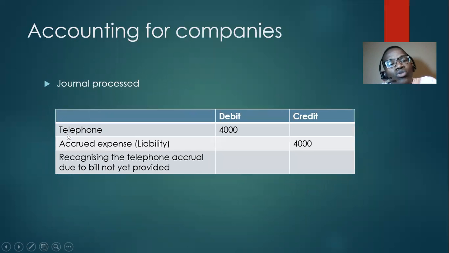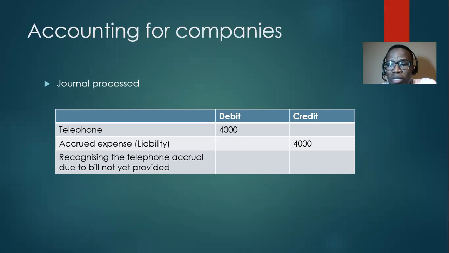So the journal entry is going to be debit telephone. Remember, telephone is going to be an expense of 4,000. Expense increase, so on your debit side, 4,000. Credit accrued expense of 4,000. Why accrued expense? This company has received a service, which is the telephone from Telecom, but it has not paid that amount since it didn't get the invoice, right?